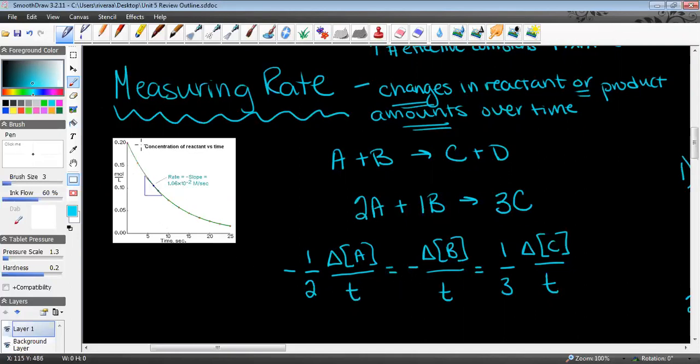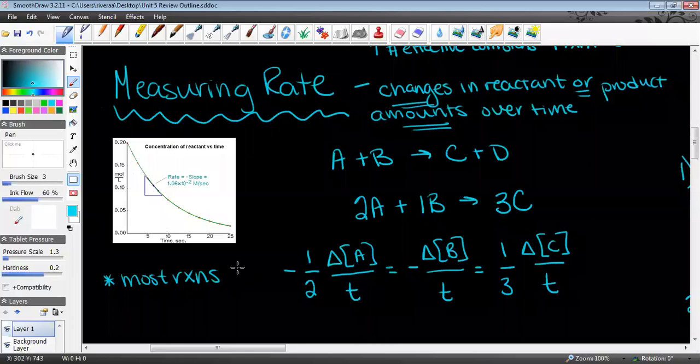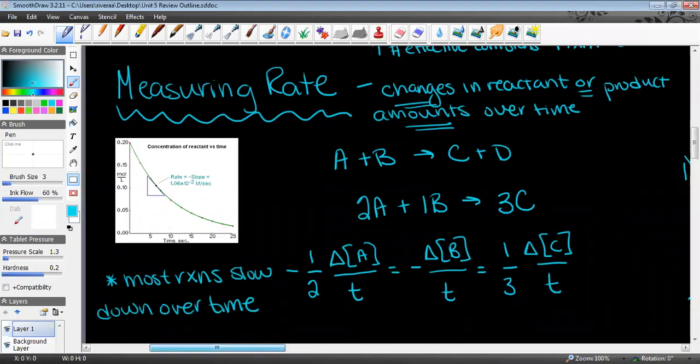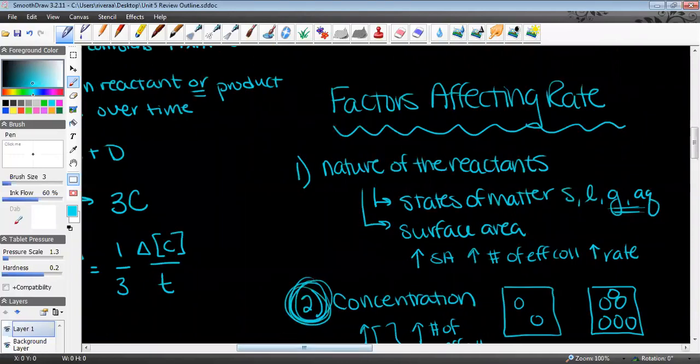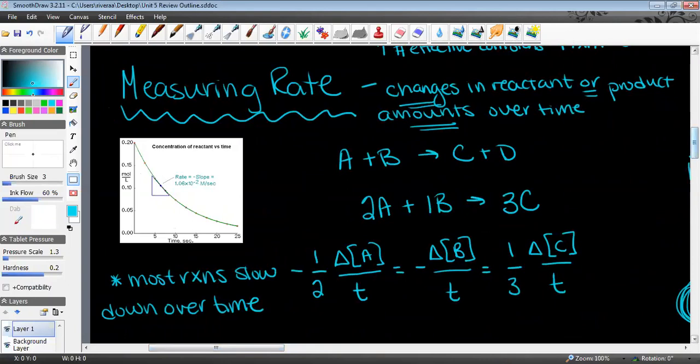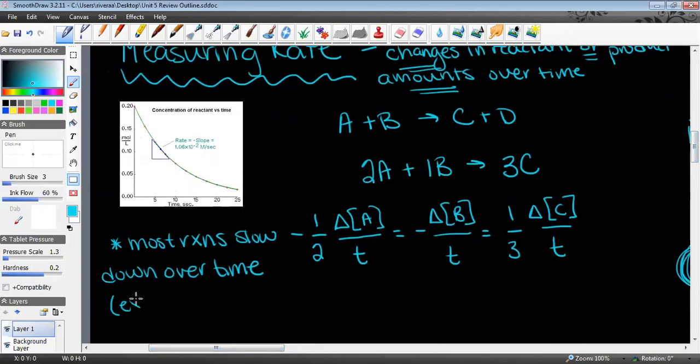Now, if we're looking at this graph that I've got right here, you guys, this is showing concentration over time. And what you can see is that this reaction is slowing down over time. Do you guys see how the slope is getting less steep over time? So most reactions slow down over time. And that's because, like we talked about earlier, concentration affects the rate. So as the concentration of the reactants goes down, the reaction is gonna slow down. Okay, so most reactions slow down over time. The ones that do not are called zero order reactions.